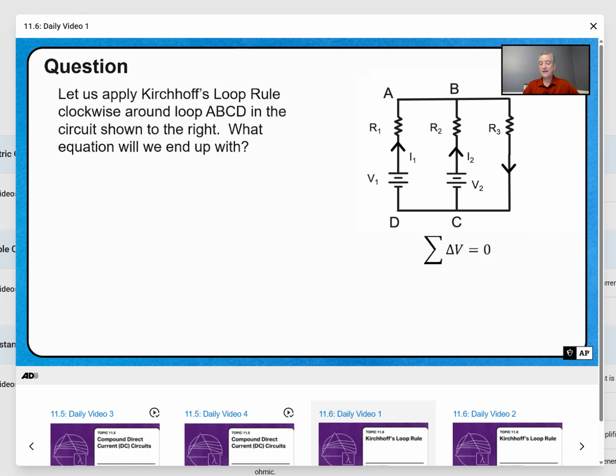And that has everything to do with the fact that there are 2 batteries. With 2 batteries, I don't know how much the current's going to be in any given branch, so we just label them separately as I1 and I2. So let's go ahead and analyze this circuit.